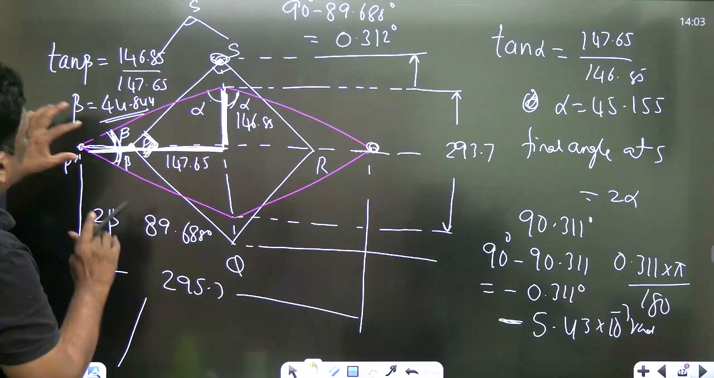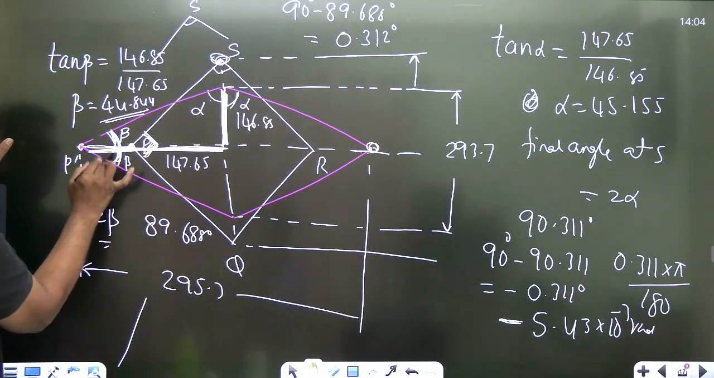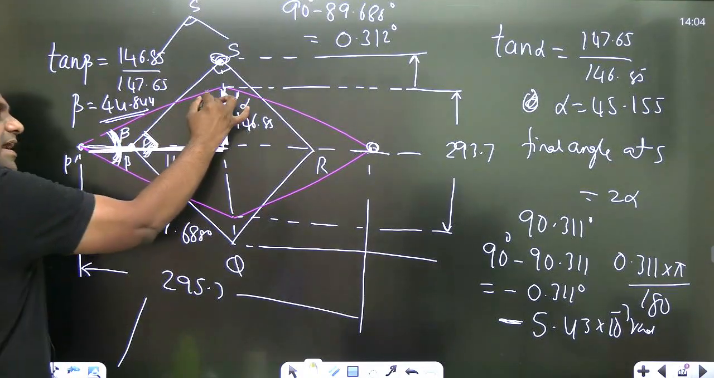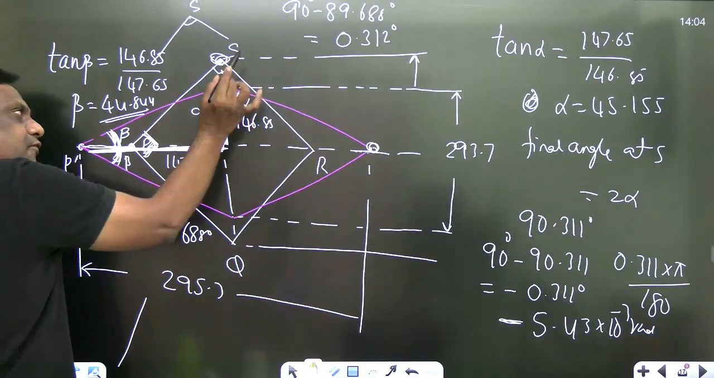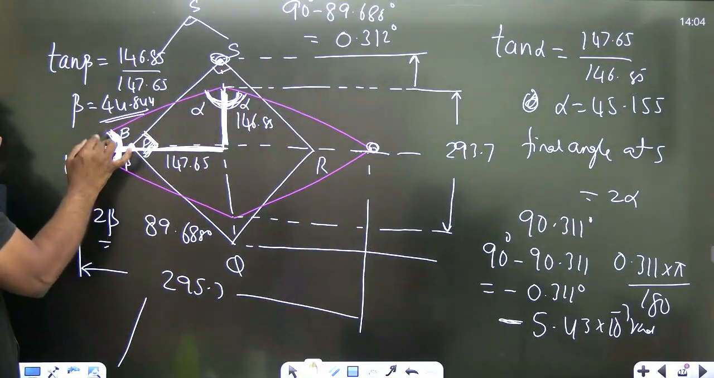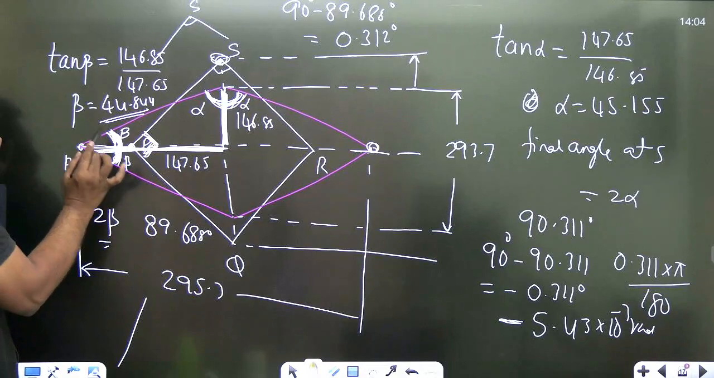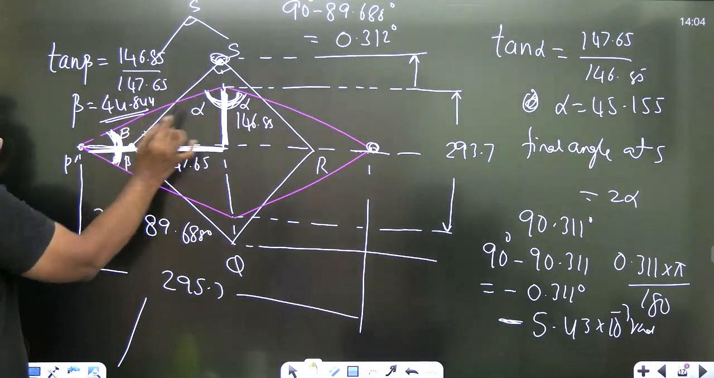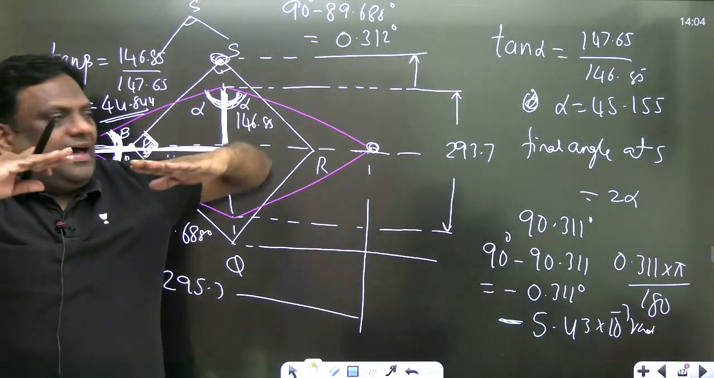But this is positive. Why positive? The final included angle is less than 90. Here the final included angle was more than 90, therefore it is minus. When the final included angle is less than 90, this shear strain is positive. This shear strain is negative, because if the final angle is more, look here, sir.